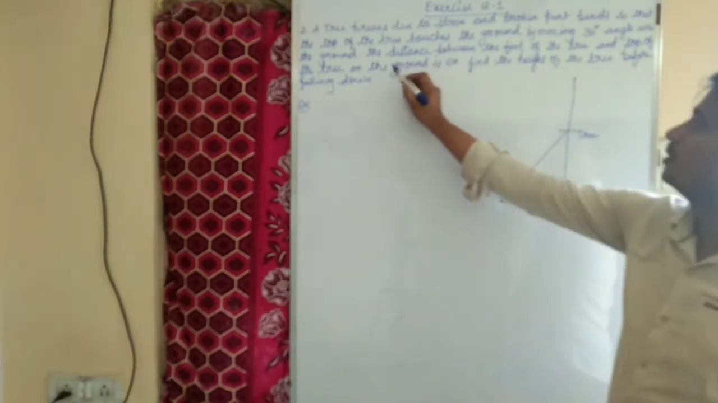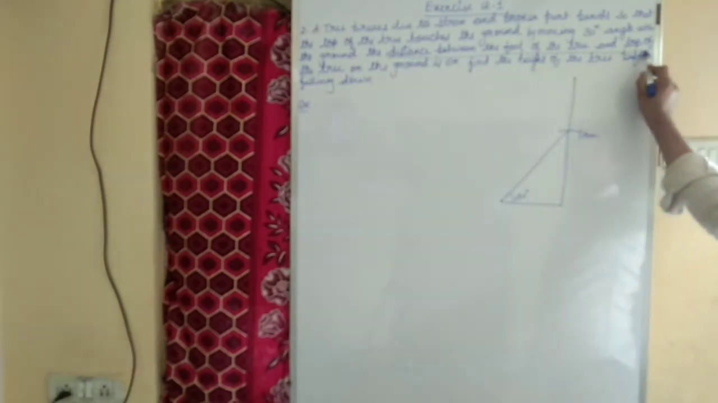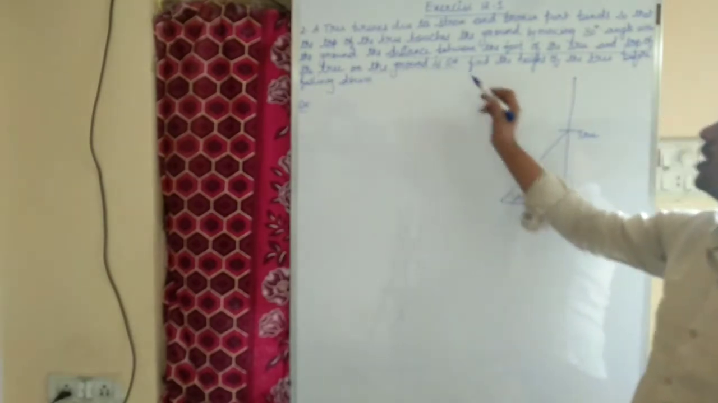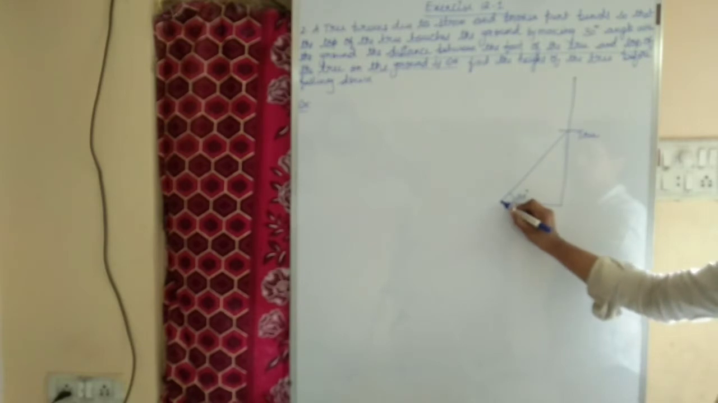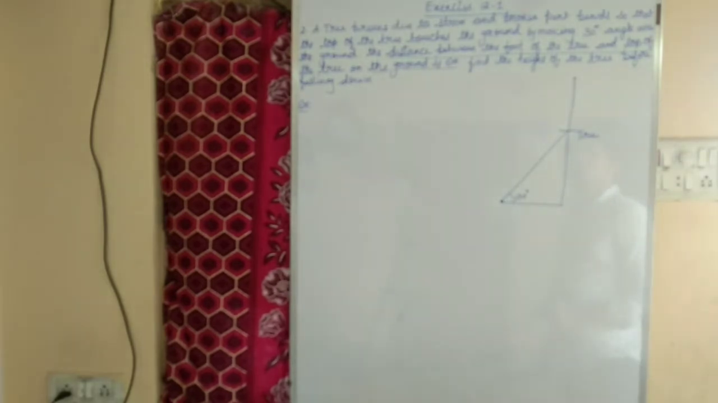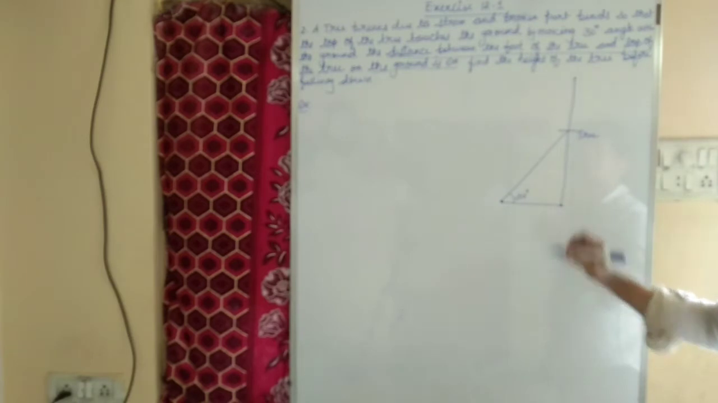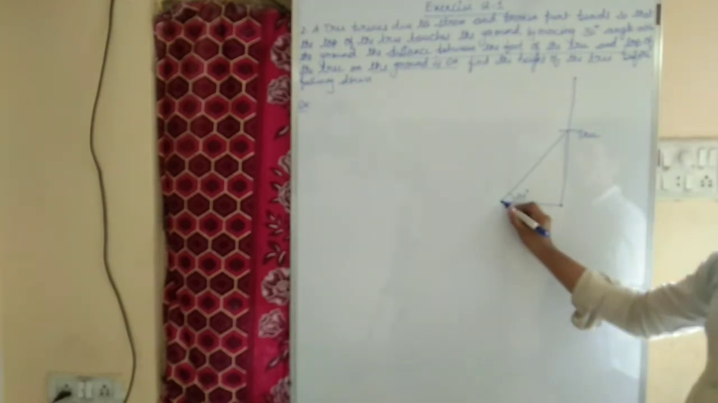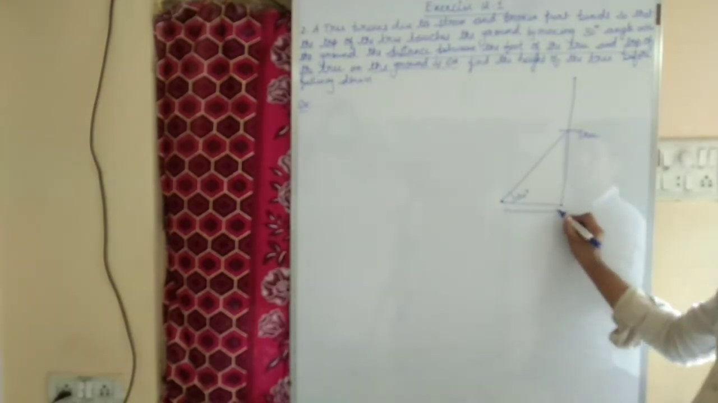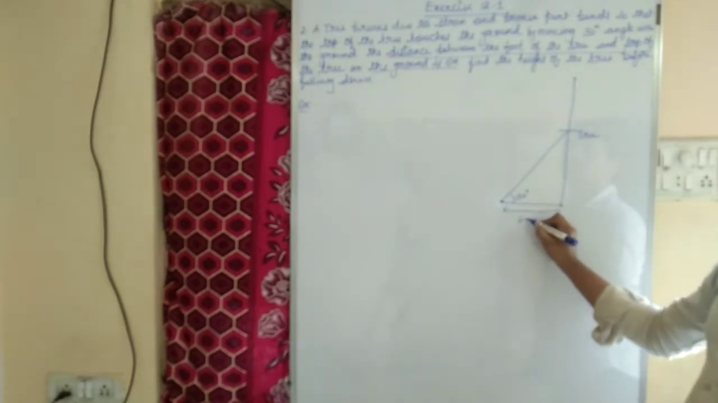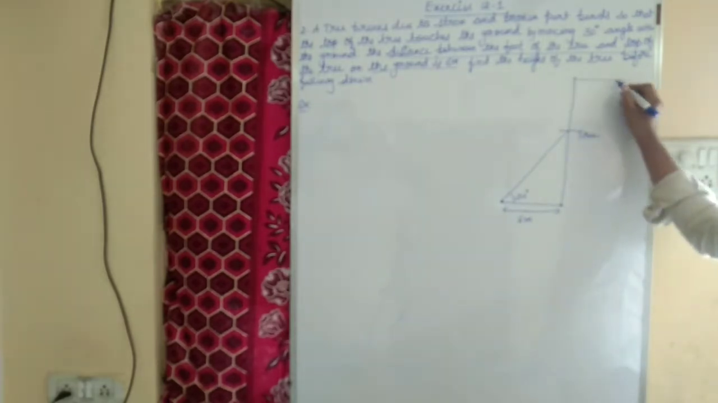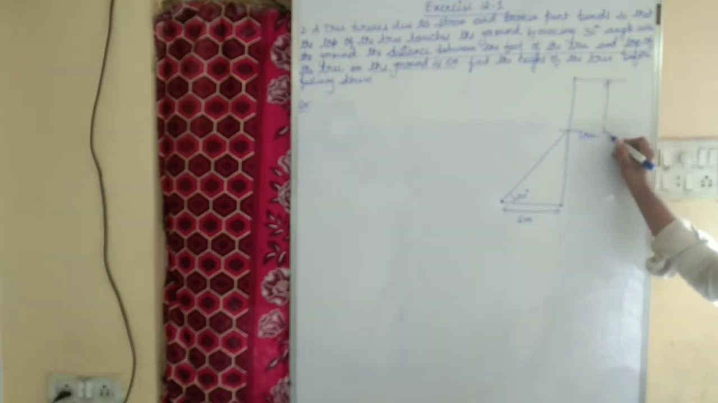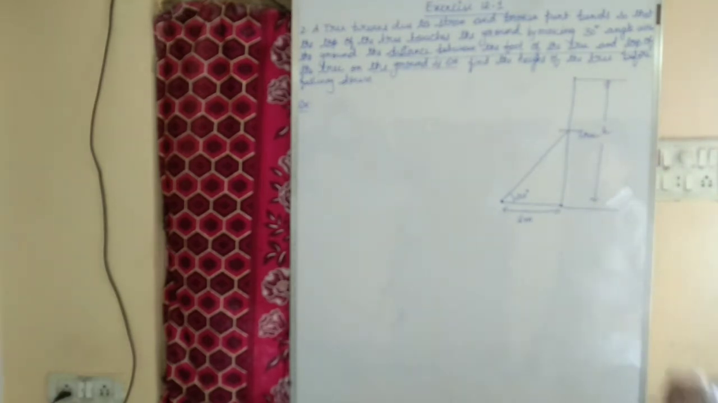Yes. Now the distance between the foot of the tree and the top of the tree on the ground is 6 meters. So this is our foot of the tree and this is the top of the tree, whose distance is given as 6 meters. Now they are asking to find the height of the tree before falling down.